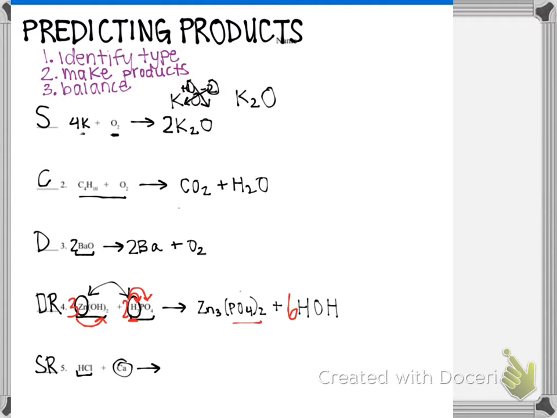The last one, single replacement, we have an element in a compound. The single element is always going to try to replace the one in front. And so if calcium is replacing hydrogen, that means hydrogen will be by itself. And calcium will be combined with chlorine. Remember, we have to look at the charges. Calcium is a +2, chlorine is a -1. So when we crisscross, you're going to have 1 calcium and 2 chlorines.